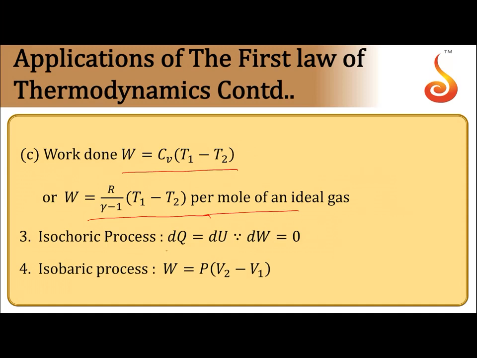Then for the isochoric process, dQ is equal to dU, dW is equal to 0, no expansion is allowed. In the isobaric process, work done is P into V2 minus V1.